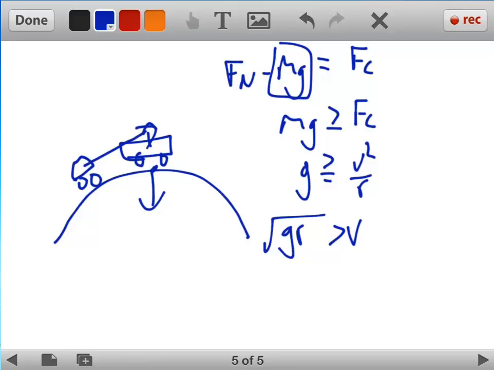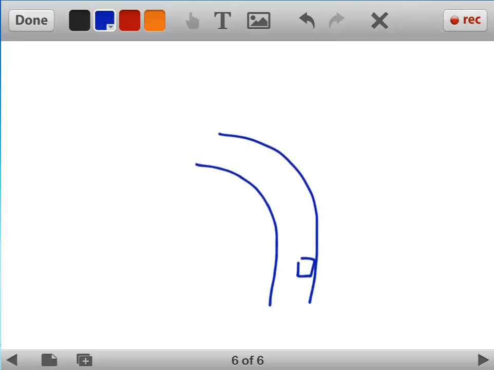Okay? Now there's one more thing I want to take a look at, and that's what happens when we turn a curve on a highway. When you turn a curve on a highway, if we're looking at a top-down view, the car's right here and you're going straight, and Newton's first law says keep going straight. A few seconds later though, you're right here, you're not going straight, you're going this way. So you had to accelerate towards the center of the circle. So just like before, you have some centripetal force.